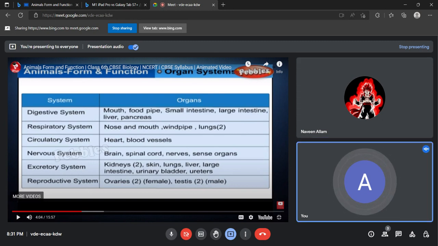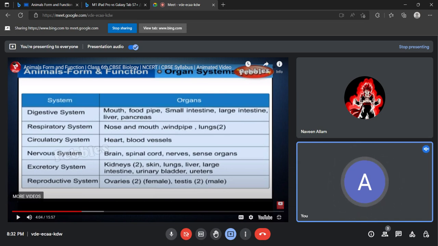Now the digestive system is made up of the mouth, because we eat from the mouth, the food pipe or the esophagus, then the small intestine, the large intestine, the liver, and the pancreas. The stomach is missing from here, I think there is some mistake. So first the mouth, then the food pipe, then the stomach.